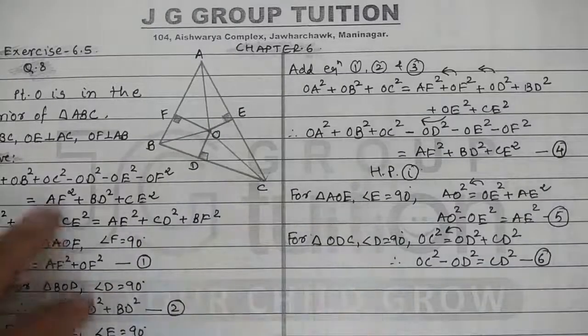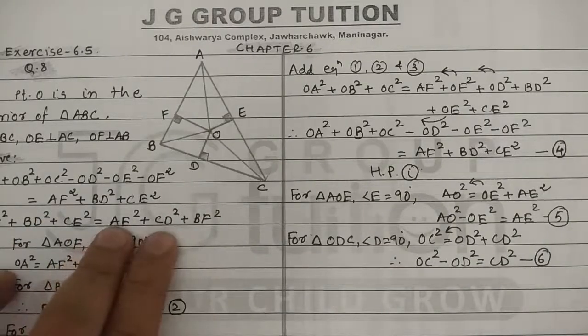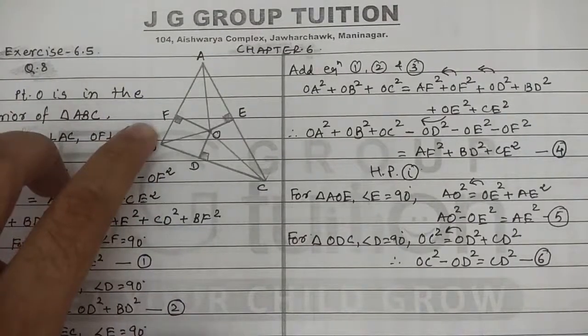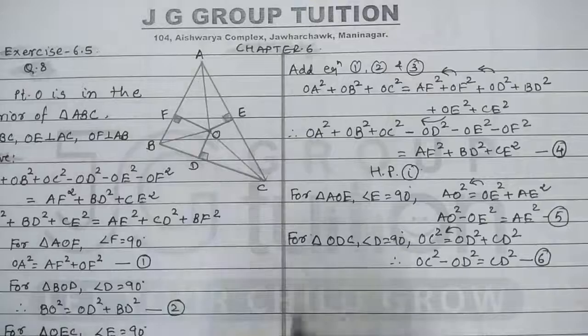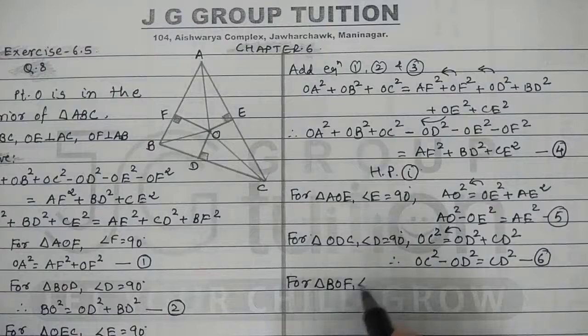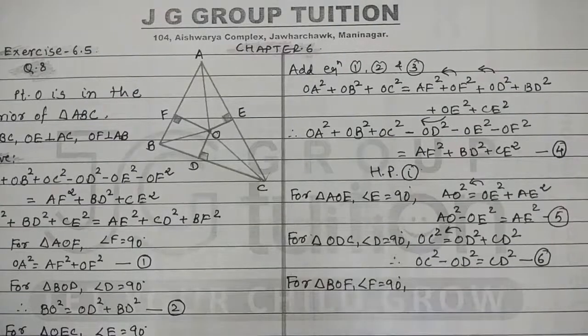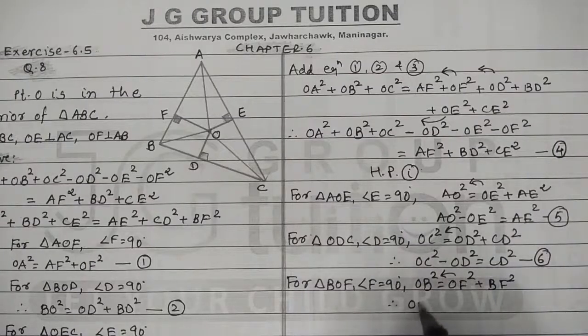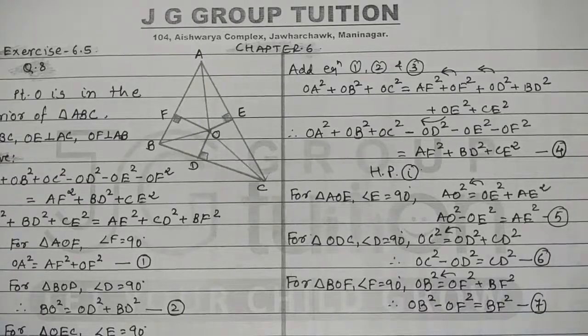One more is there. हमें दो मिल गए, that is AE square and CD square. Now what third is left? That is BF. So BF. तो कौन सा ट्राइंगल लेंगे? BOF. So for triangle BOF, which is right angle F, again we'll use Pythagoras, that OB square is equals to OF square plus BF square. हमें BF square अकेला चाहिए, so we should take this left hand side. So we will obtain OB square minus OF square is equals to BF square. This is the equation number 7 we obtain.